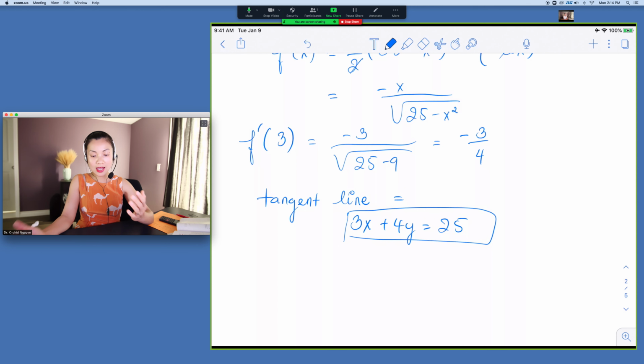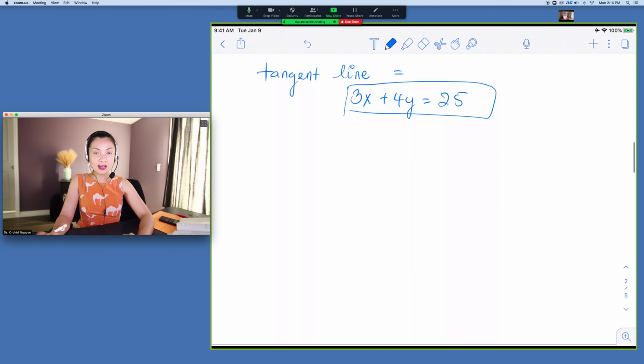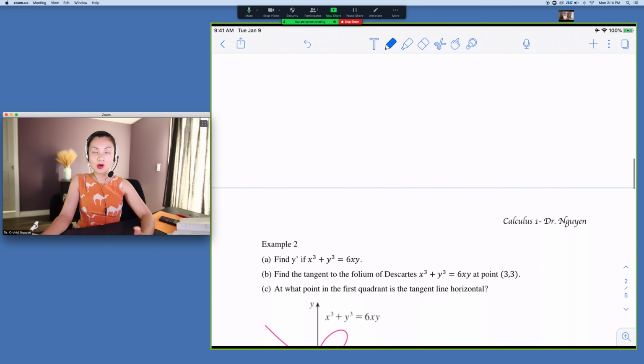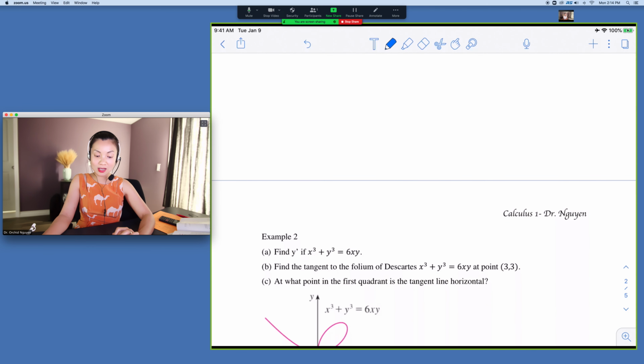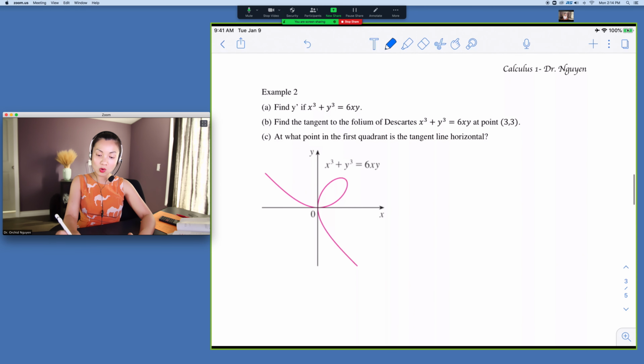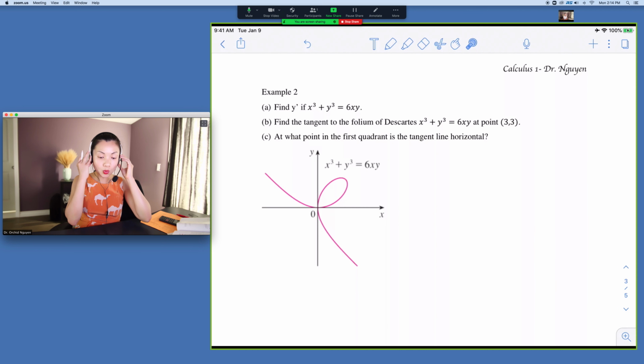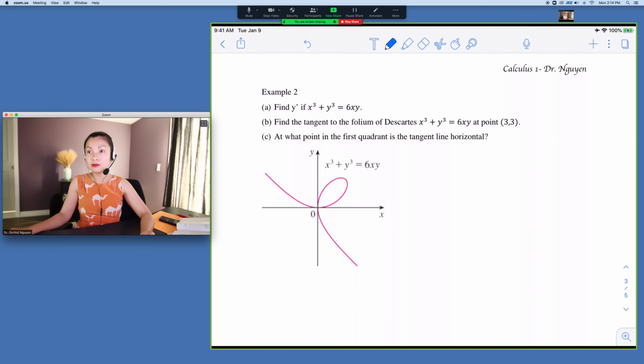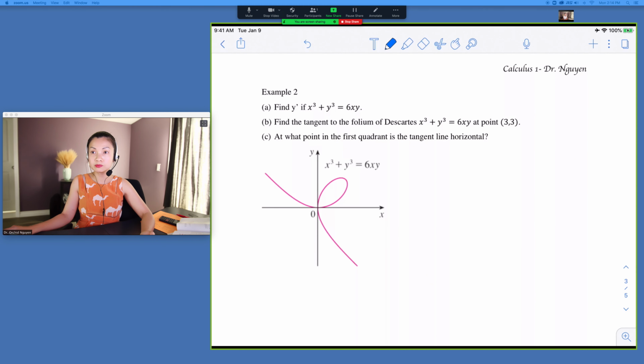So that's how we do it, both methods. Now, it's not always going to be easy to solve for y. For example, in this one right here, we have y cubed and we have y, so it's really hard to solve for y. We're going to have to do it implicitly. Let's take a look at example 2.